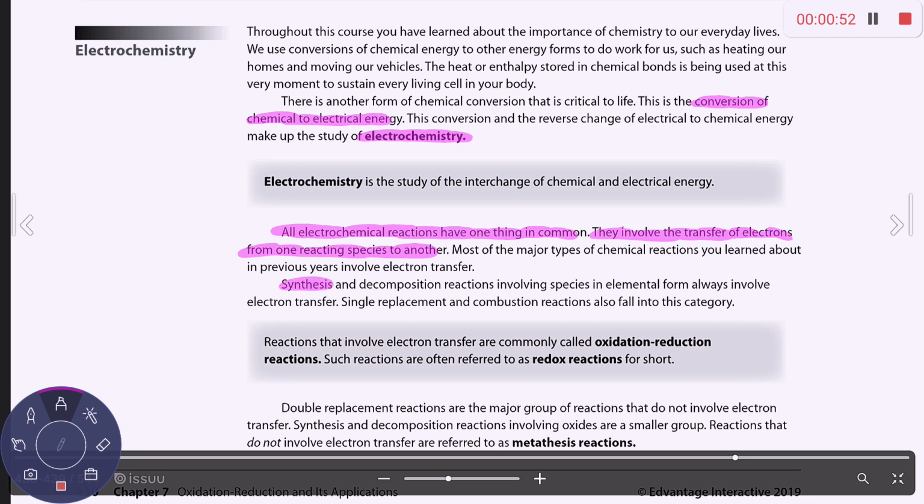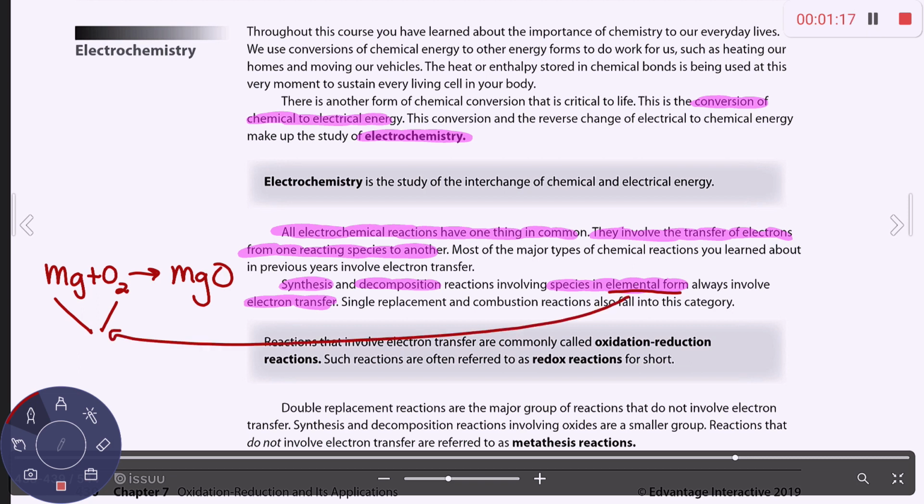So synthesis and decomposition reactions that have species in elemental form always involve electron transfer. That means if you have something like magnesium plus oxygen producing magnesium oxide, I realize this isn't balanced, but I'm just giving this as an example. These would be the elemental form of magnesium and oxygen. Does that make sense? Okay.